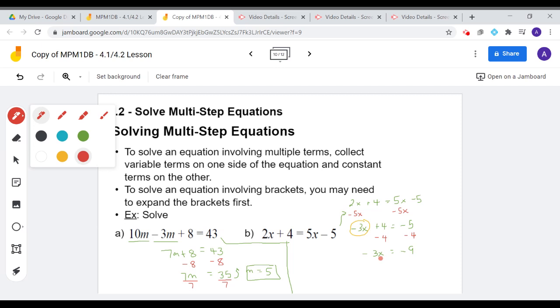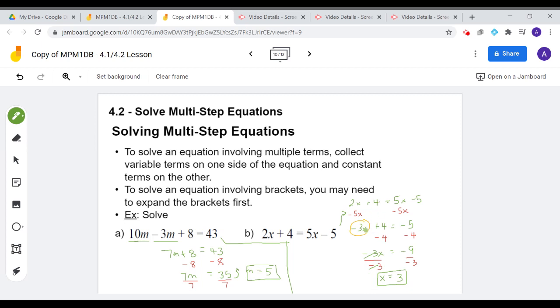And what's happening is x is being multiplied by negative 3. If I want to get x by itself, I have to do the opposite of multiplying by negative 3, which is dividing by negative 3. And if I do it to the left-hand side, I have to do the same operation to the right-hand side. If I divide negative 3x by negative 3, I get just x. And if I divide negative 9 by negative 3, I get positive 3. So x equals 3.